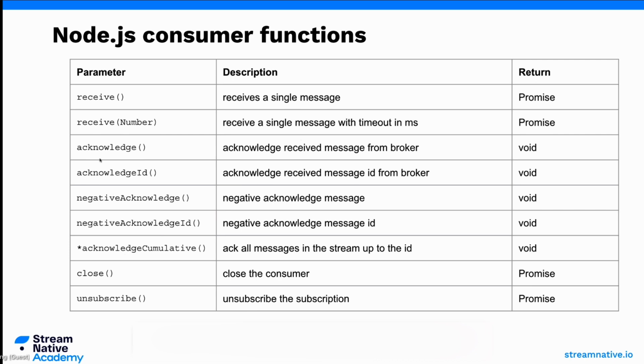Instead of acknowledge, you can do negative acknowledge, right? Or you can do negative acknowledge ID. When you set this, the broker receives a negative acknowledge, then it will redeliver the message to the consumer. Okay. Also, you can unsubscribe the whole topic or subscription, and you can close the consumer. Okay.